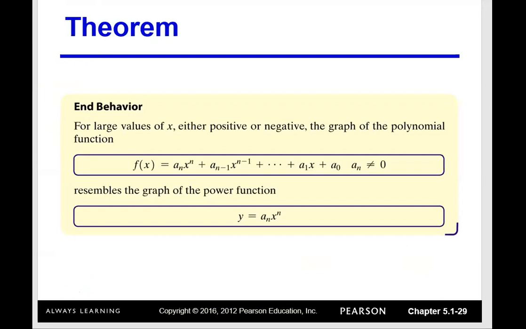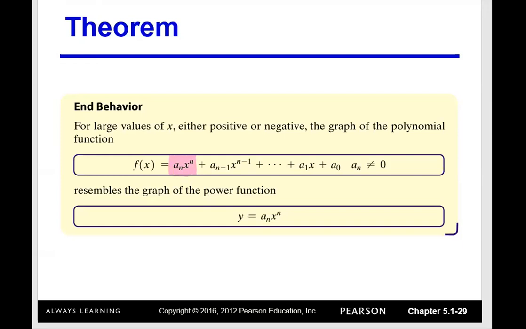And then this is the last thing we talk about. Yes, the end behavior. Okay, when they talk about the end behavior, they're talking about what's happening basically at either end of your graph. It says for large values of x, either positive or negative, the graph of the polynomial function, and they wrote it out like it's all an expanded notation, but it'll only resemble the graph of the very first term right here.